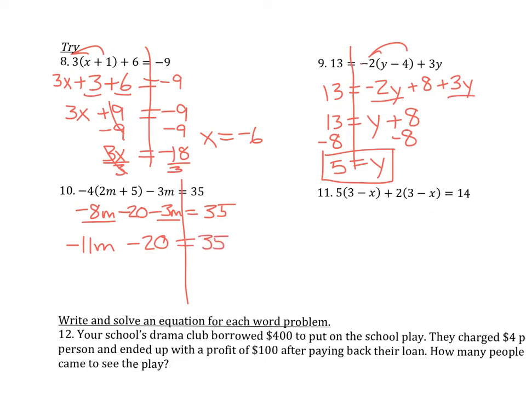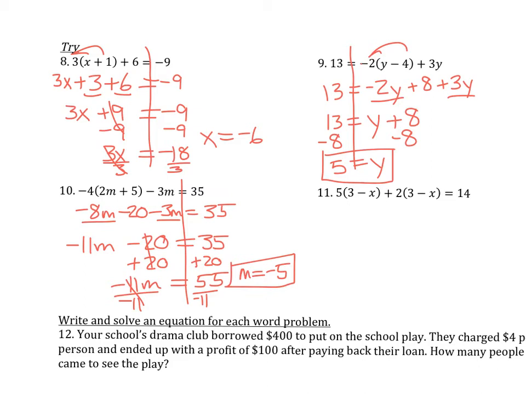Now I'm done with same side simplify, so I can go and do my opposite. So I add 20, and negative 11m equals 55. I divide by negative 11, and I end up with m equals negative 5.